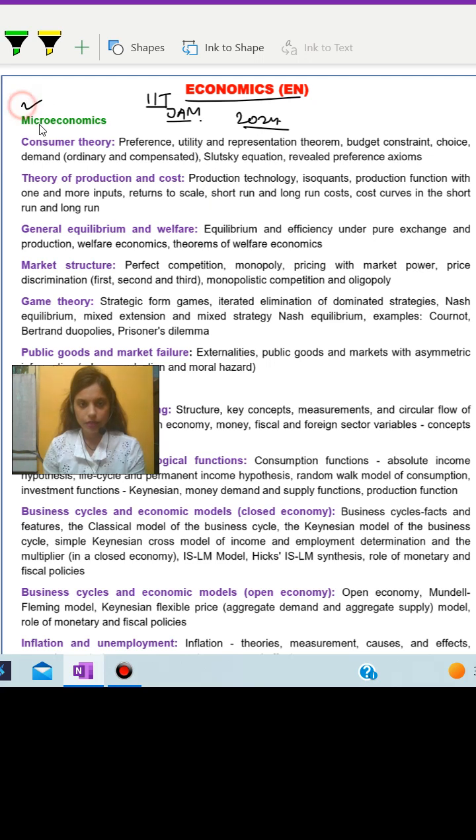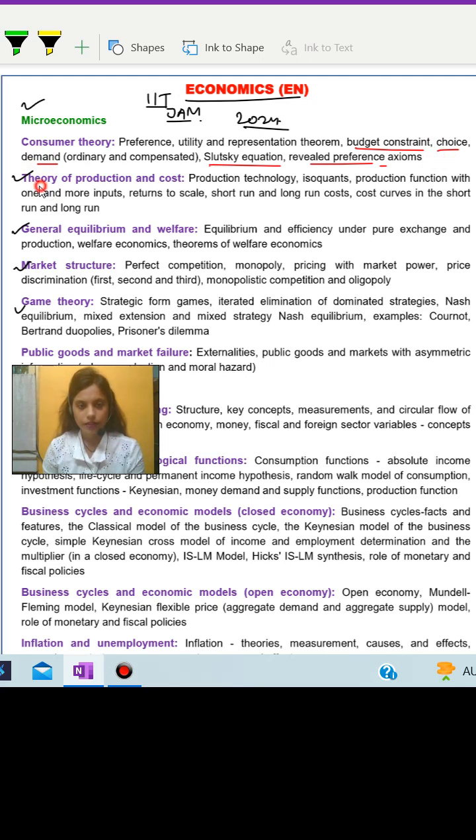So focusing on the microeconomics, theory of production and cost is important, general equilibrium, market structure, game theory, these are more important than the others. So focusing on the topics now, from consumer theory, budget constraint is important. Slutsky equation is important. Revealed preference axioms is important. Choice demand is normal questions are given from here also, very easy questions.